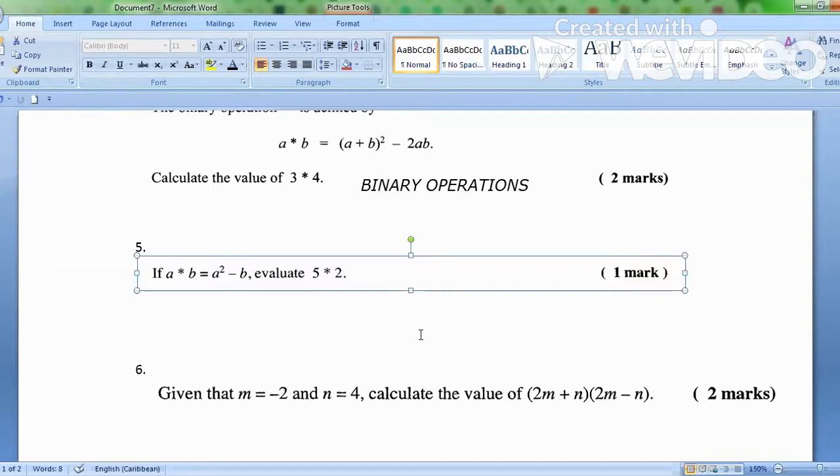Alright, so it seems as if we're not going to be able to look at adding and subtracting. So the next class, we're going to look at how to add and subtract.